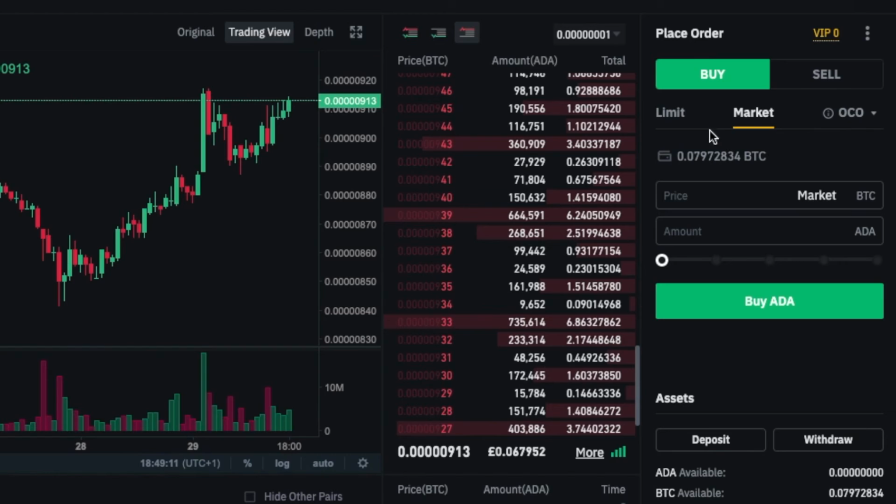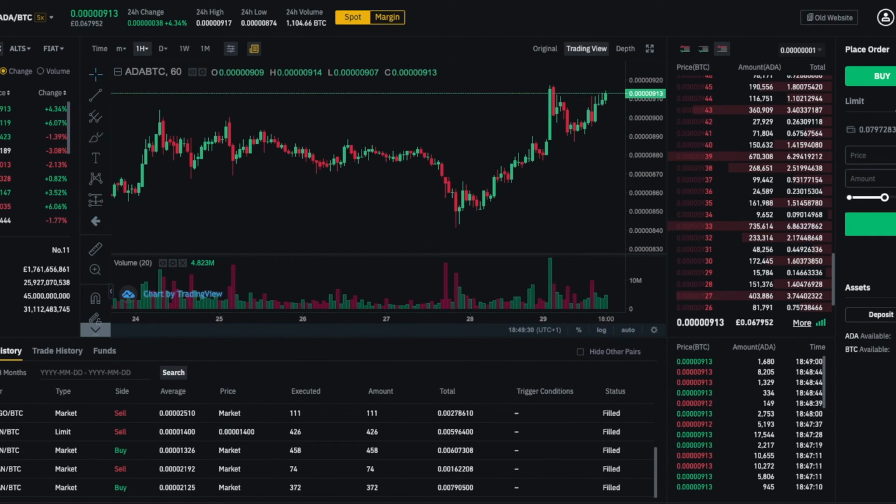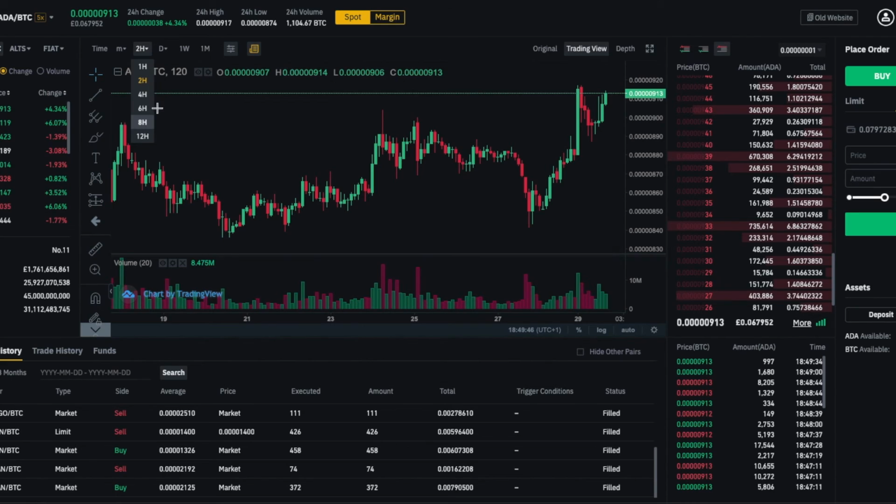So I can create a market buy order, and I want to buy with 25% of my BTC wallet, for that many ADAs, so I can create buy. You could do that. I won't do it now, of course. Then in the center here you've got your graphical representation. If you use TradingView, this will be very familiar to you. You can change the chart, so you can look at the 2-hour chart or whichever hour or day you wish to view.